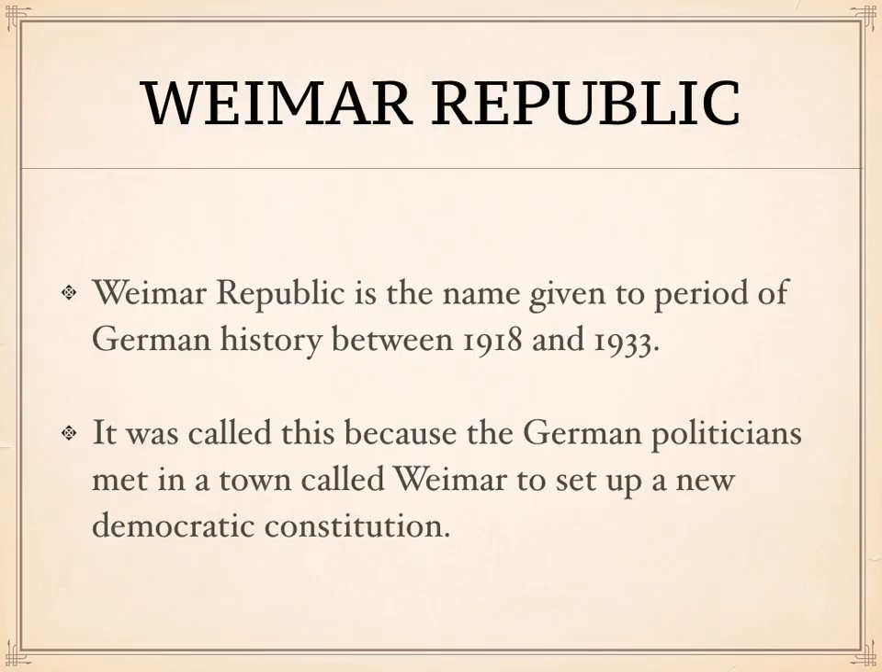So after the Versailles Peace Treaty, Germany was no longer an empire with an emperor or a Kaiser. It now became a republic, and it was known as the Weimar Republic. It's called the Weimar Republic because the German politicians met in a town called Weimar, and this is where they set up the new democratic constitution. So the Weimar Republic is in existence from 1918, the end of World War I, up until 1933, which is when, spoiler alert, Adolf Hitler takes over.